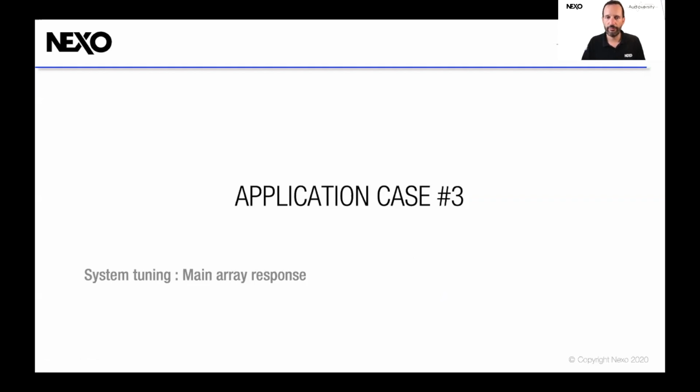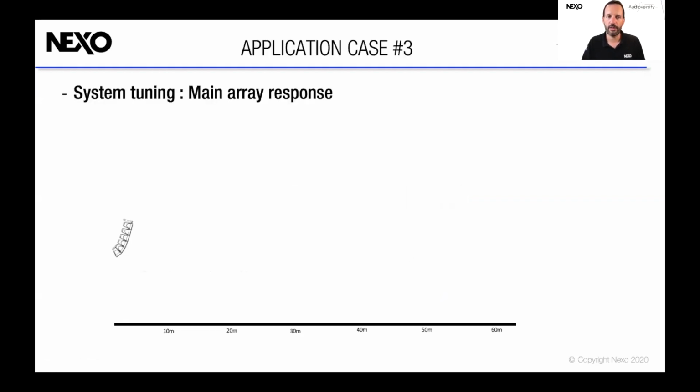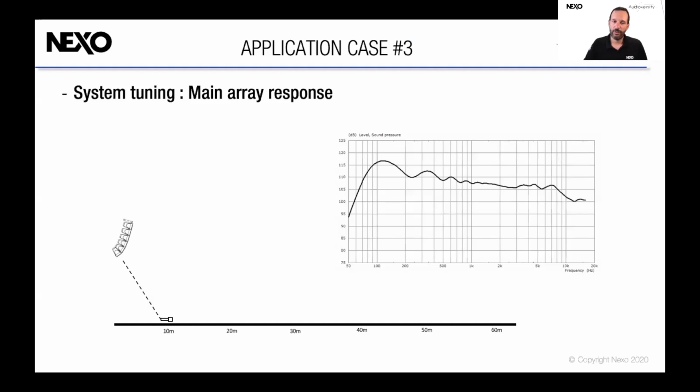Application case number 3 would be, for example, if I had to tune a system array. Most of the time when we tune a system, we look at the frequency response at a given position. But this is not really relevant, because our array is supposed to deliver sound for many people.